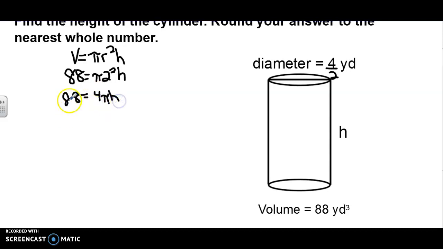Now let's look at what we have. We have 88 equals 4 pi h. How do I get h all by itself? Well, it's being multiplied by 4 pi, so I will divide both sides by 4 pi.